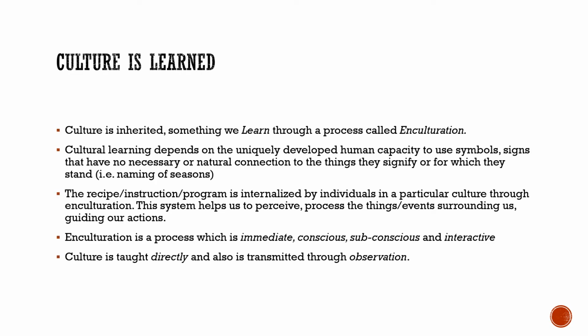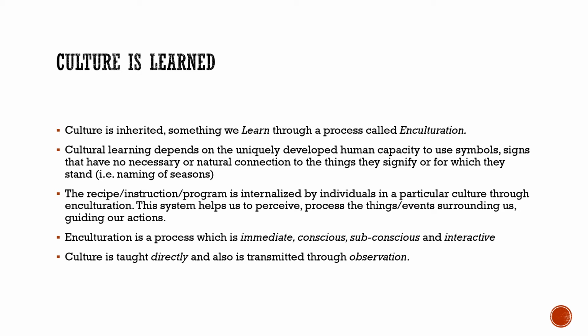What are the different aspects of culture? Culture is primarily learned. That is something that you need to remember. Culture is inherited, something we learn through a process called enculturation. Cultural learning depends on the uniquely developed human capacity to use symbols, signs that have no necessary or natural connection to the things they signify or for which they stand.